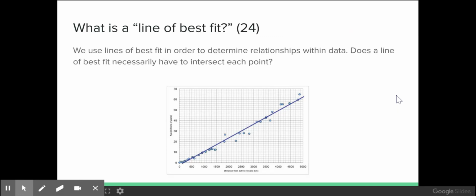Line of best fit is a way for us to show the relationship between the data that we collect. Now, a line of best fit does not have to touch every single data point, nor does it have to go through the origin of the graph. We're simply using this line as a way to show the relationship between my dependent variable and my independent variable.